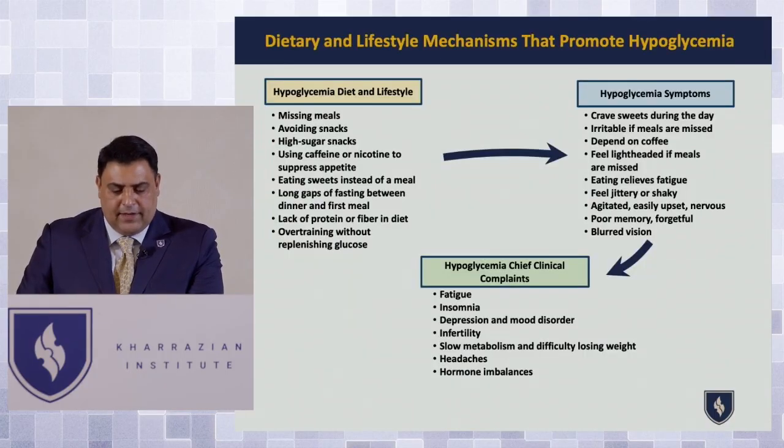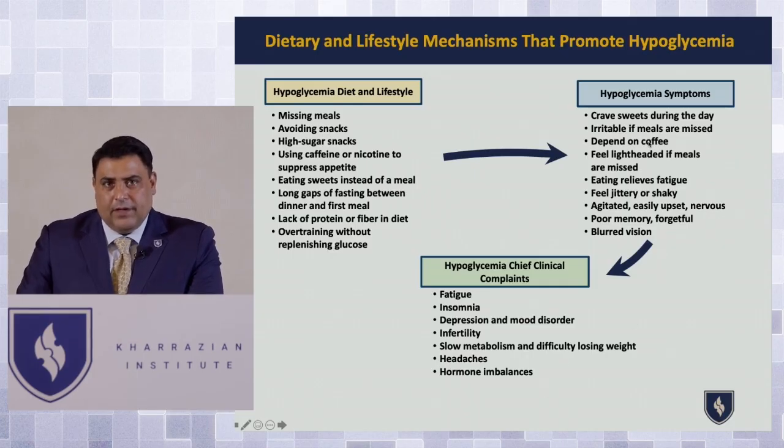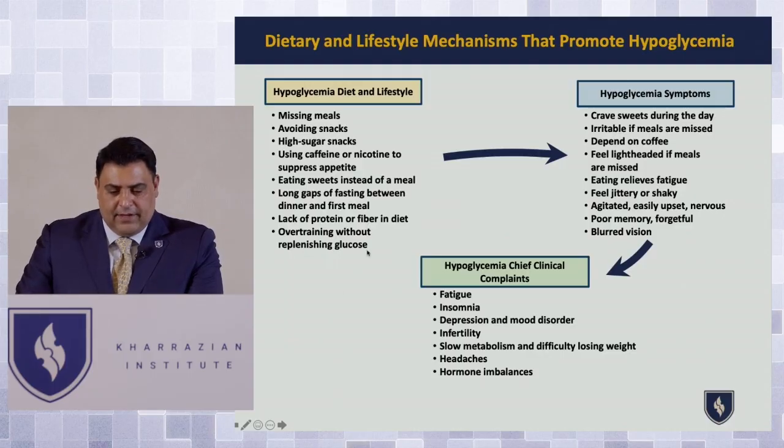And one of the key things you want to do is when you identify a patient that has, for example, hypoglycemia, they may really come in with symptoms of fatigue, insomnia, depression, mood disorders, infertility, and you have to work your way backwards and see if they also have symptoms of hypoglycemia, if they come in with these chief complaints like craving sweets throughout the day or getting irritable or shaky or lightheaded if they miss meals. And then you want to see if they have a diet and lifestyle that justifies that, or if they have a diet and lifestyle that doesn't justify it and they're still hypoglycemic.